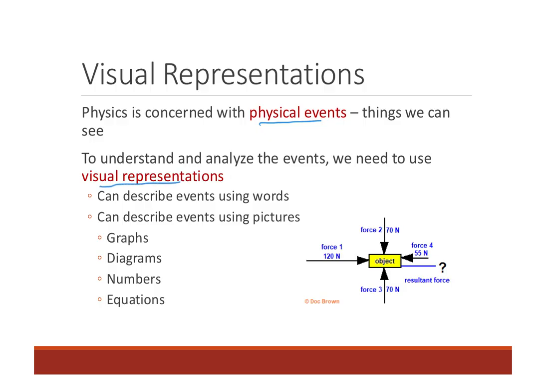And so we've been talking about how we have particular words such as speed or velocity or acceleration or displacement to help us understand a particular event. But also along with words, we can use illustrations or pictures to better understand what's going on. And those pictures can take the form of graphs or diagrams or just numbers themselves or numbers in equations.